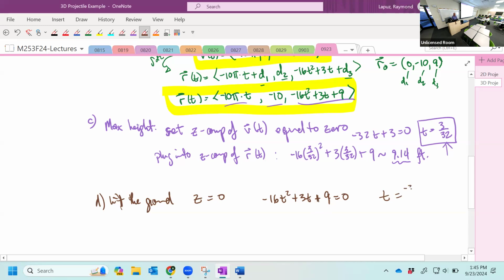Okay, negative 3 plus or minus the square root of 3 squared minus 4 times negative 16 times 9, divided by 2 times negative 16. So I'm assuming one of them is going to be completely negative, the other one hopefully is positive.